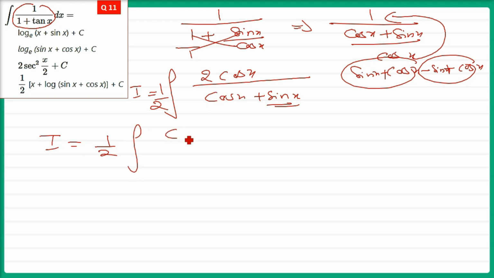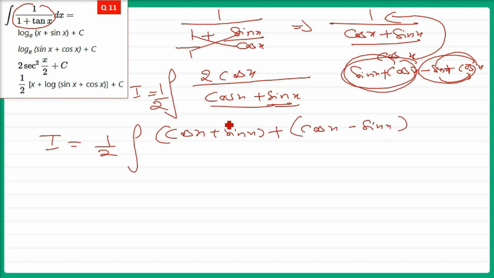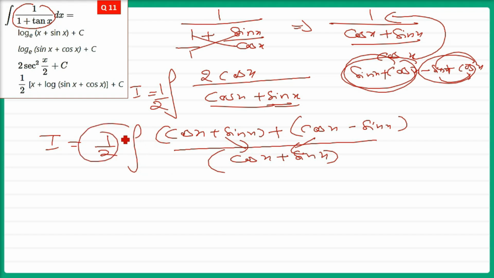Half is already there. 2 cos x we have written like this, so I'm just writing cos x plus sin x, and then the second one, I'm just swapping these two terms, cos x minus sin x. In the denominator you have cos x plus sin x. You can separate this out in this step also, but rather than doing this, write this and then in the next step you can separate them out. So I'm just separating these two terms. Half remains like that. I'm going to multiply this half in the later part. Let's do the separation first.